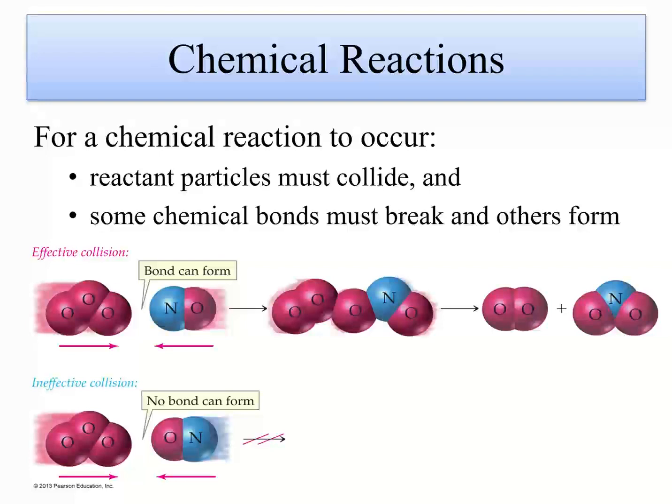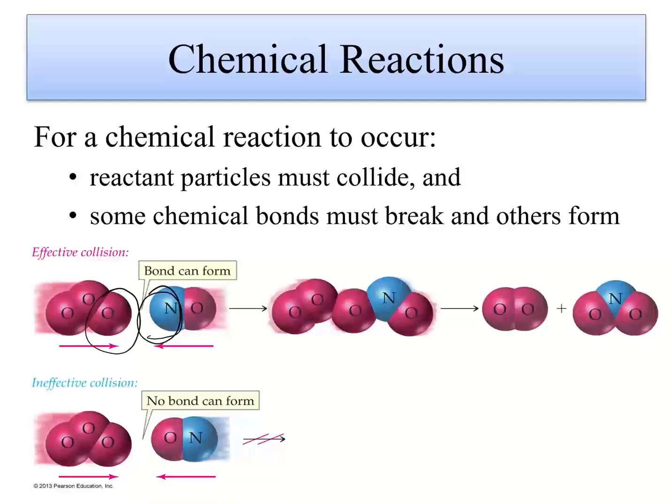Let's now talk about chemical reactions. Free energy change, or delta G, tells us whether the reaction can occur, but it doesn't say anything about how fast a certain reaction is. For a chemical reaction to occur, reactant particles must collide, and they must have proper orientation of the molecules. If you take a look at the picture here, the effective collision is the one that has an oxygen directly facing a nitrogen. So nitrogen is facing the oxygen.